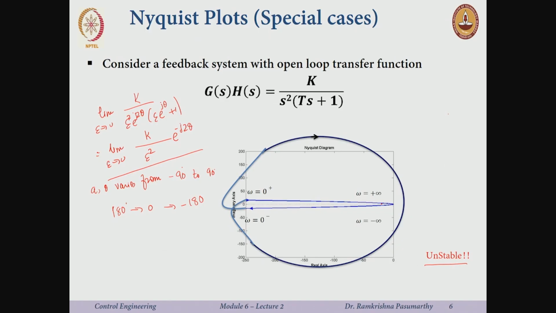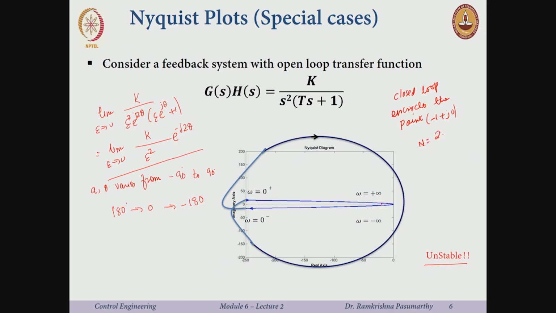Now, can we infer stability of the closed loop system? So, again we look at the number of encirclements. What I am interested in here is again the point minus 1 plus j 0, this is our point of interest. If I look at it, it actually encircles it 2 times. So, the total number of encirclements is 2.